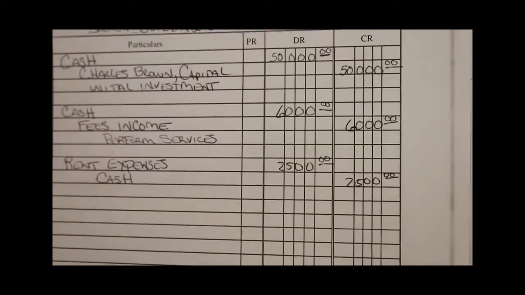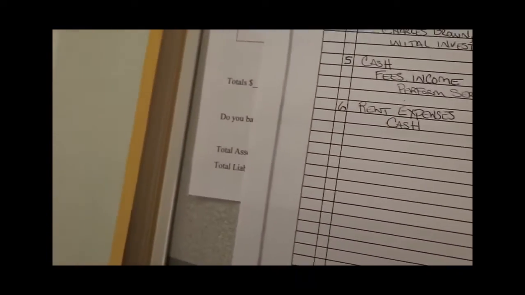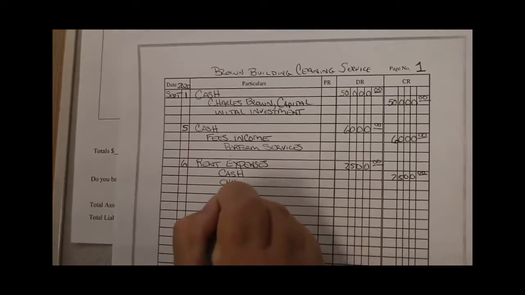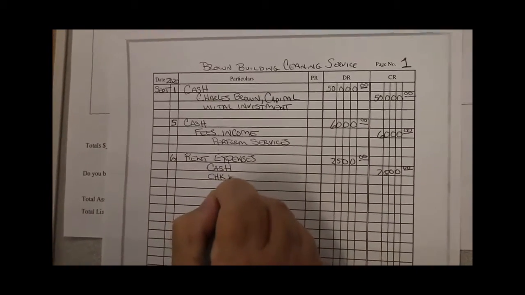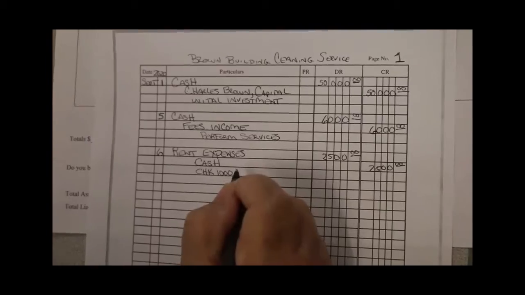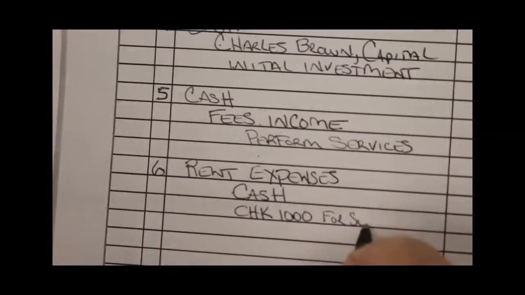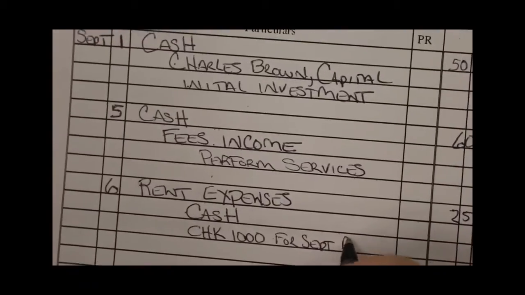Okay? And then it also does mention that there was a check. So down below cash, we're going to write check. You can abbreviate 1000. And then right here we could say for September rent.